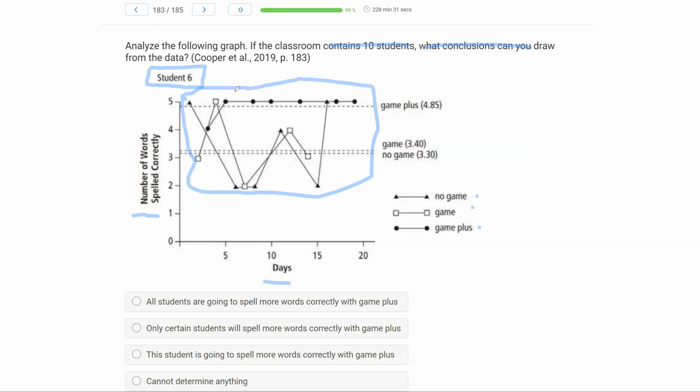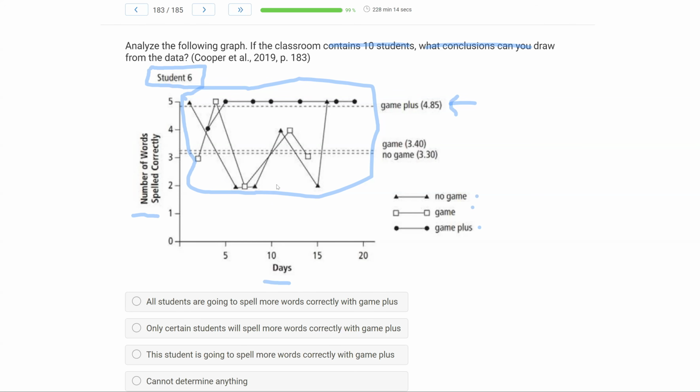Now for student 6, when are they spelling the most number of words correctly? During Game Plus by a pretty wide margin. So these are the facts. These are what we know. What can we conclude? A, all students are going to spell more words correctly with Game Plus.